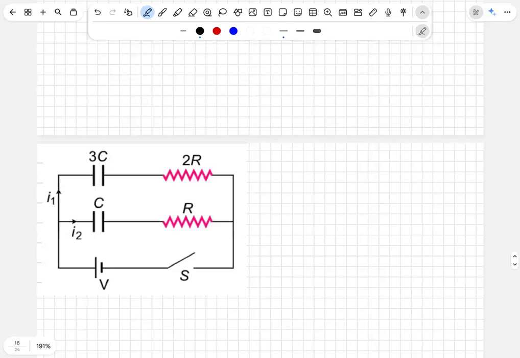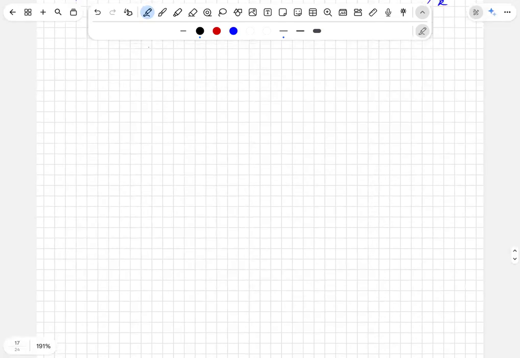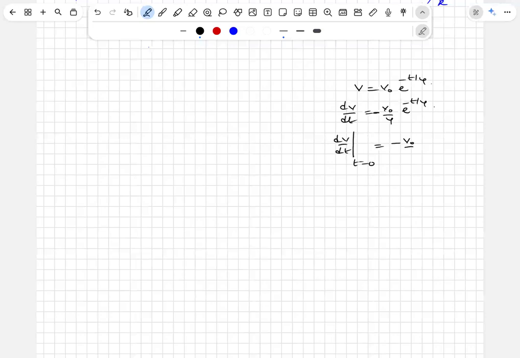What is the initial slope? For example, suppose you are plotting V equal to V naught e to the power of minus t by tau. dV by dt is minus V naught by tau e to the power of minus t by tau. dV by dt is the slope. At t equal to 0, this is minus V naught by tau. It depends on three factors, minus V naught by RC. So you need to have three different pieces of information.